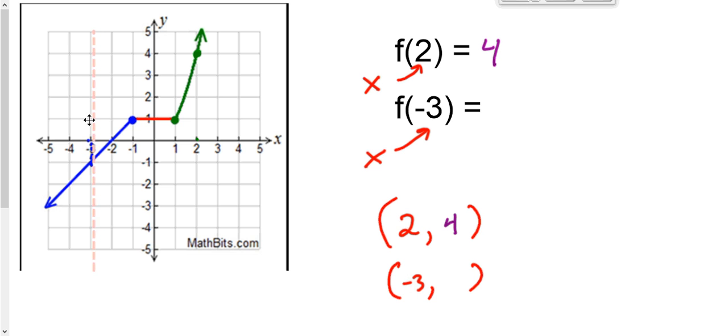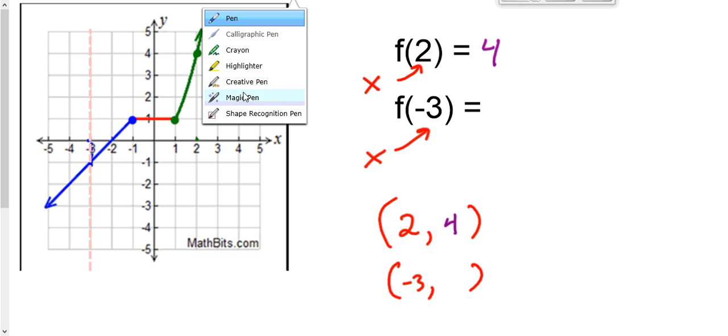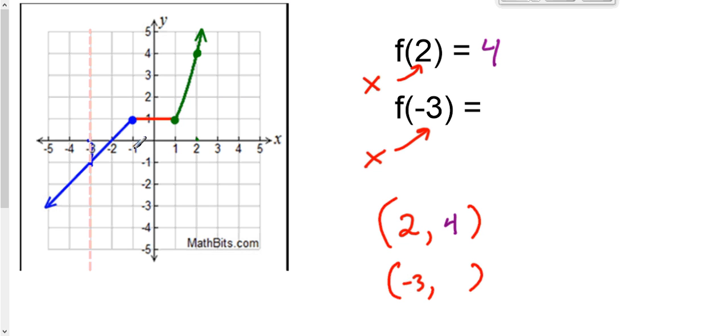Now we concern ourselves with -3. It's right here. It crosses right there. That's -1.